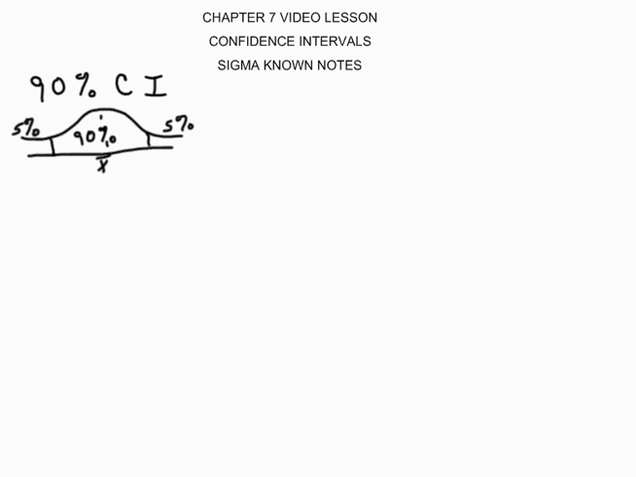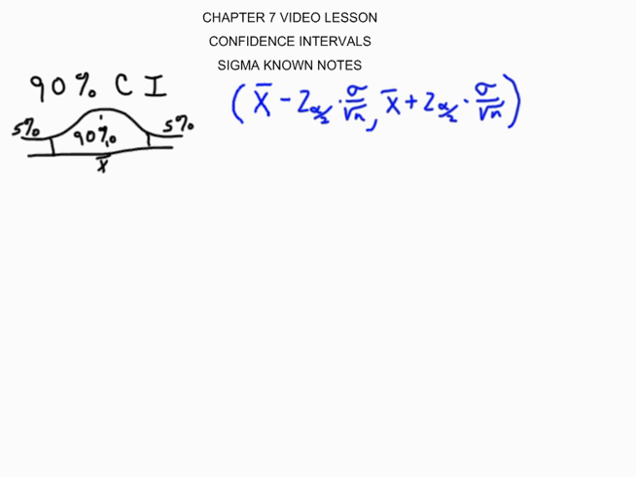Things that we had already looked at was the general formula, x bar minus z alpha over 2 times sigma over square root of n, to x bar plus z alpha over 2 times sigma over square root of n. We looked at two examples using that, so I'm just going to extend on that concept a little bit further.